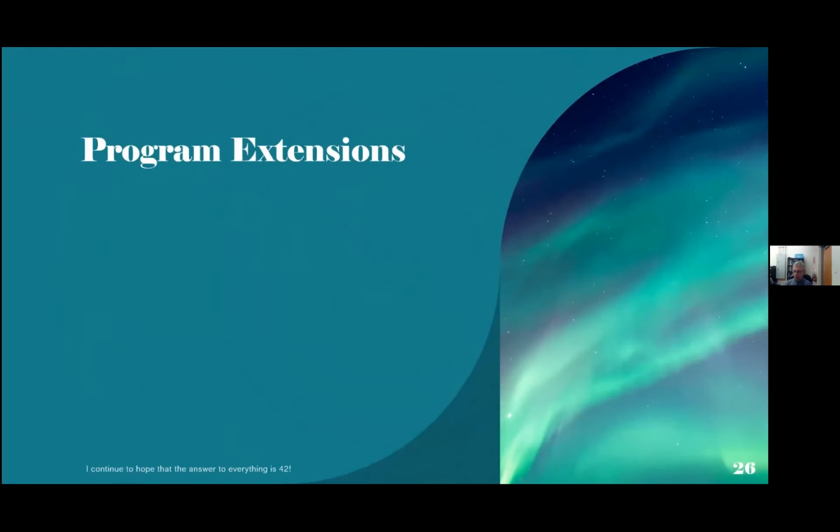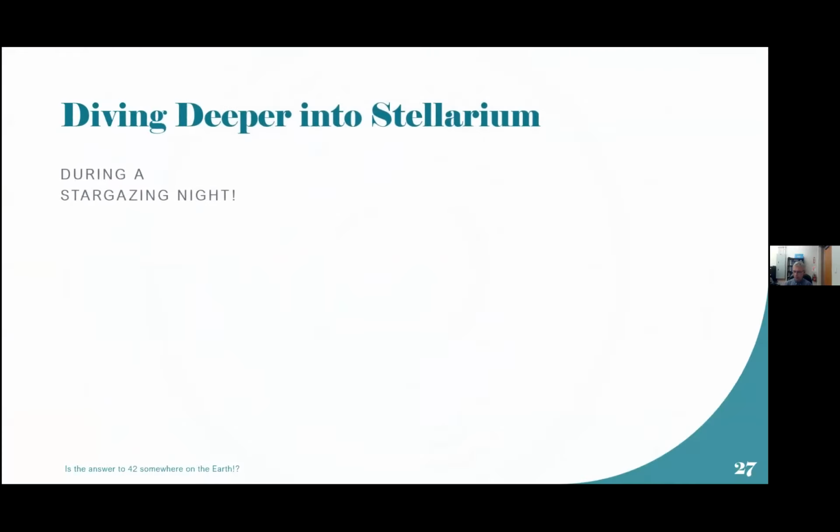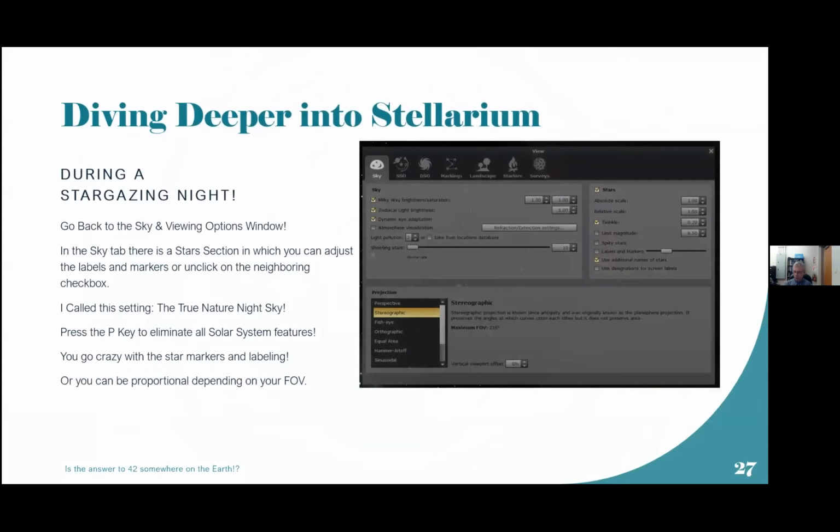Now, program extensions. There's lots of program extensions. Particularly, you can come over to here in the sky itself. You can eliminate all the solar system features. You can add in spiky stars. Again, you can adjust the brightness of the zodiacal light. You can change the absolute scale and the relative scale and do different projections.